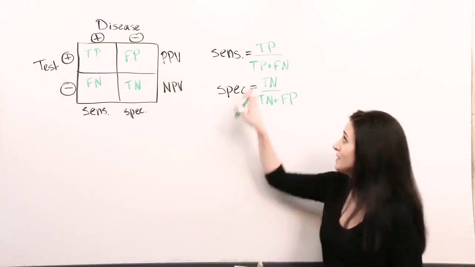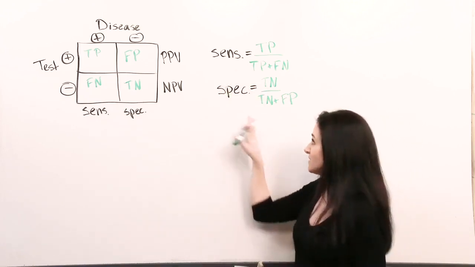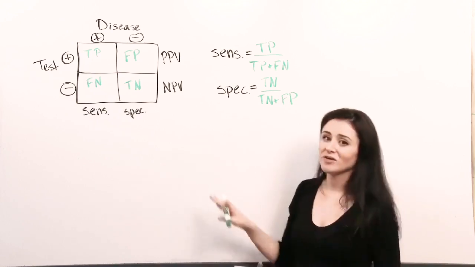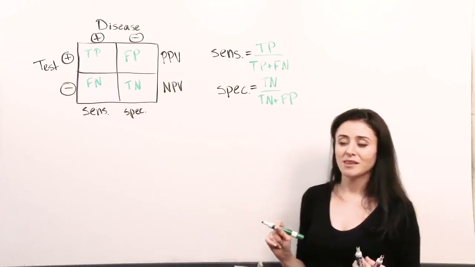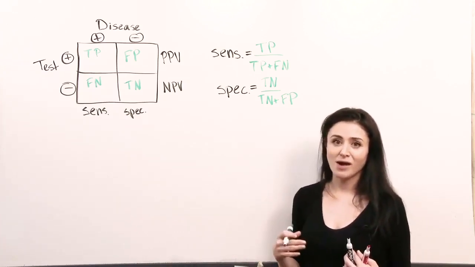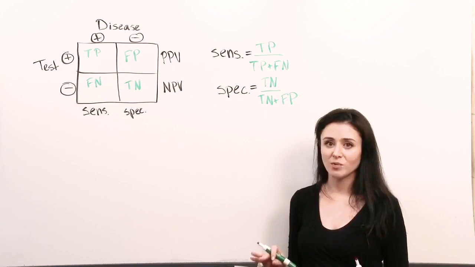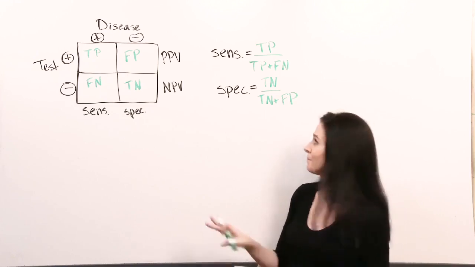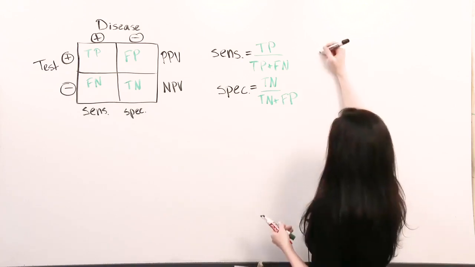So to recap, sensitive tests are good because they don't miss the disease, and specific tests are good because they don't give false positives. Now, there is a mnemonic that gets used frequently that I find pretty confusing, but it gets used all the time, so we're just going to go over it really quickly. That's SpIn and SnOut. So let's start with SnOut.